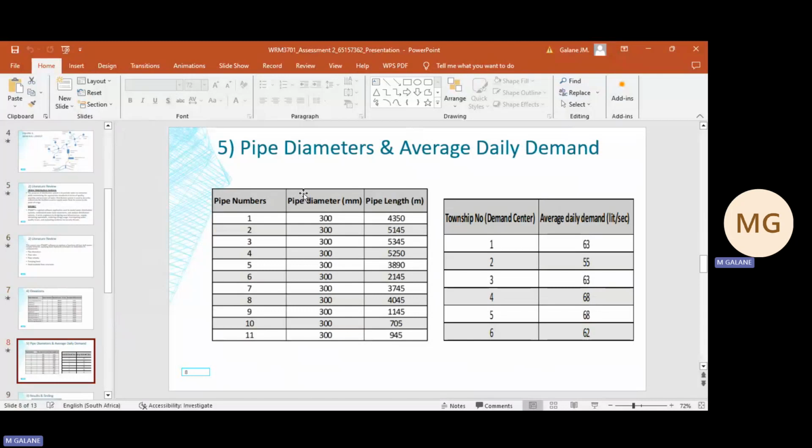And then next slide, pipe diameters and average daily demands. These are the diameters that we used. Initially we used 300 diameter for all of the pipes, and these are the different average daily demands.